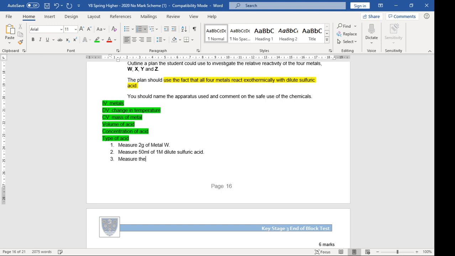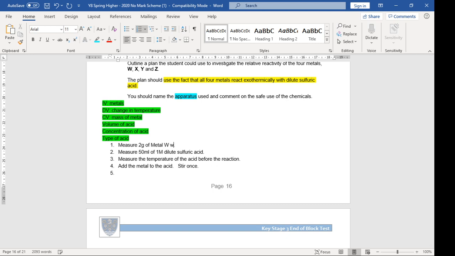Measure the temperature of the acid for the reaction, and then add the metal to the acid, stir once. Now I've just noticed I missed something, so I've not really been talking about the apparatus, so I'm just going to go back and add that in.